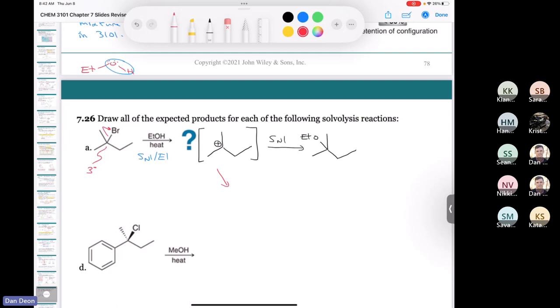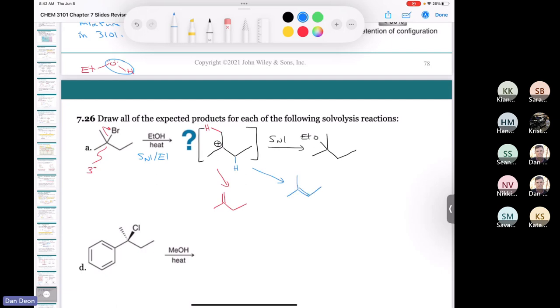Now, for the E1 products, I'll just write down here E1 products, and there's going to be more than one in this case. There's going to be more than one E1 product. So you have two types of beta protons. You have these beta protons in red, and then you also have these two beta protons in blue. So if you pulled off the beta proton in red, you're going to end up with this alkene. And if you pulled off the beta proton in blue, you're going to end up with this alkene.